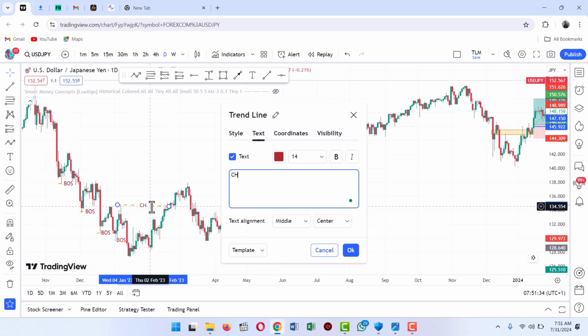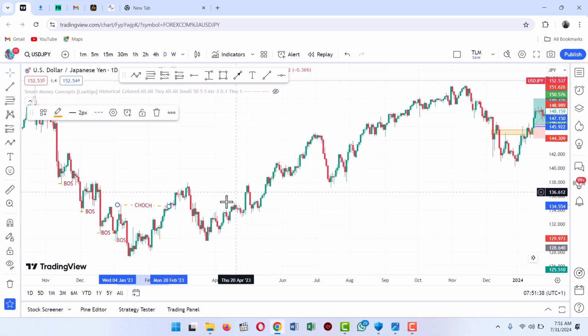And when the character of the market shifted, what happened? You can see that price began to move up. So the sellers were in control all the way down to this level. Then the buyers took control of the market.